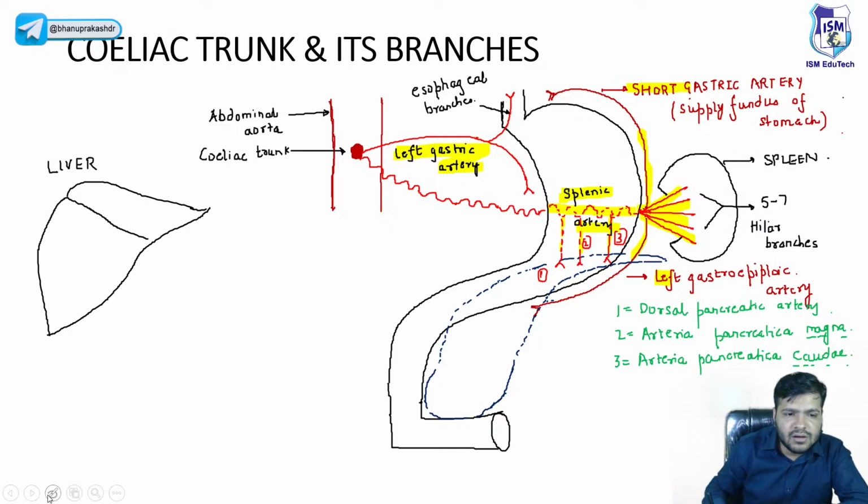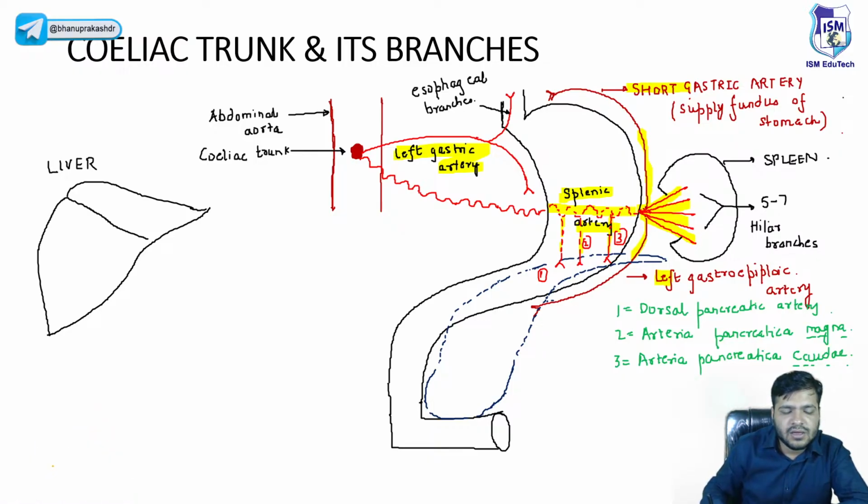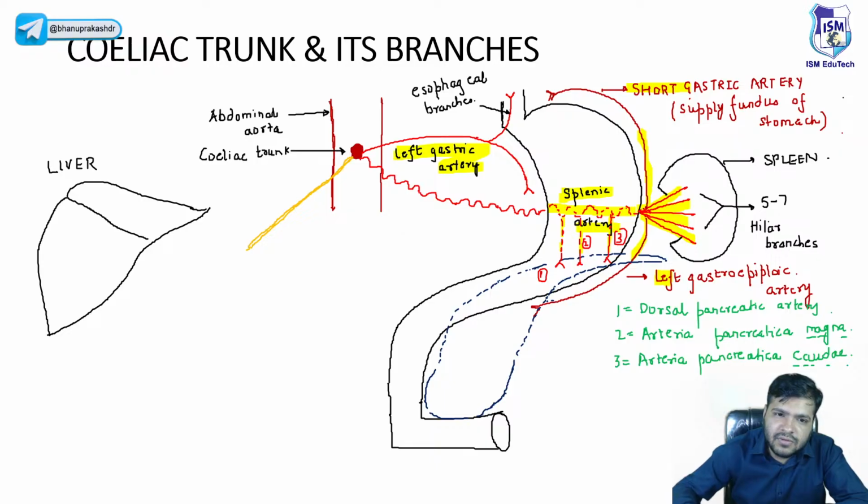So remember the third branch of the celiac trunk. It is termed as the common hepatic artery. Now, this common hepatic artery divides into two branches.